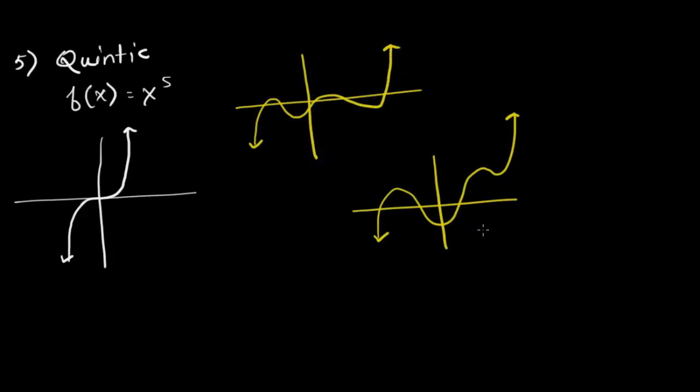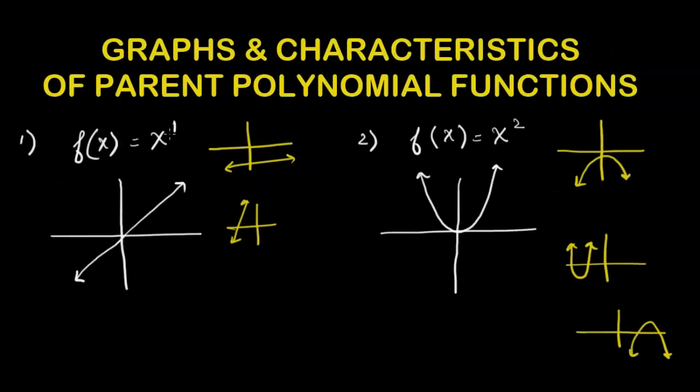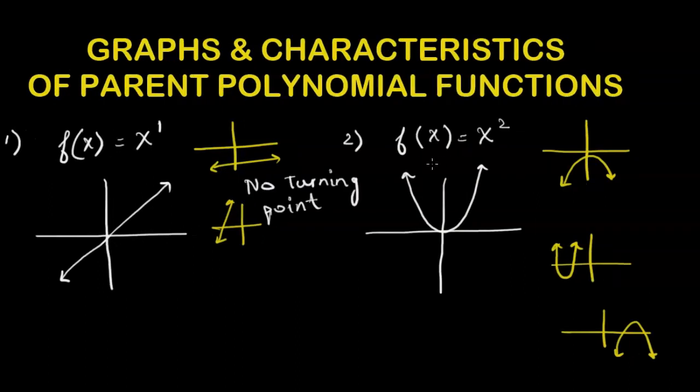Now, how do we tell whether it's a quintic or a cubic function? We always check the number of turning points. Here we notice that we have 1, 2 turning points. When it comes to a linear function, there is no turning point. When it comes to a quadratic function, there is 1 turning point.